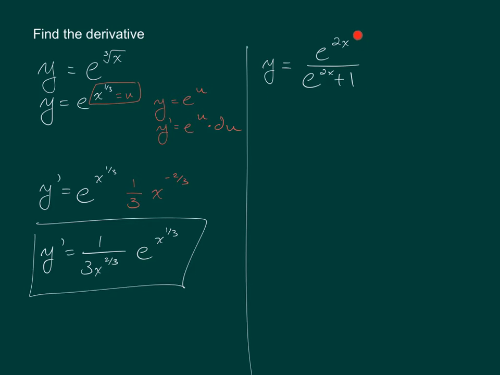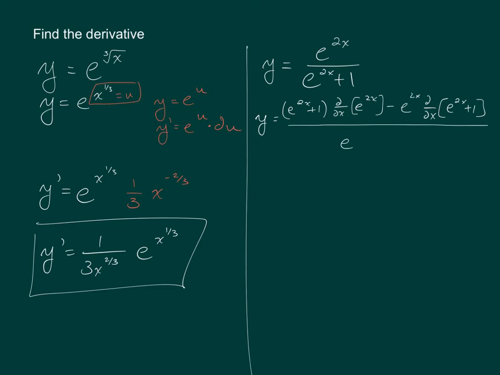On the right, there's another example here. y equals e to the 2x power over e to the 2x power plus 1. Now with this, there will definitely be a quotient rule used. So the quotient rule states that the derivative is the denominator times the derivative of the numerator minus the numerator, e to the 2x power, times the derivative of the denominator, e to the 2x power plus 1, all over the denominator squared.